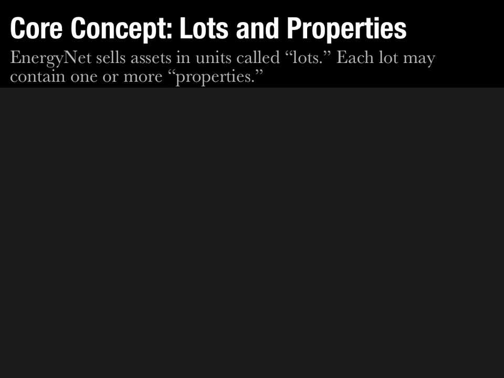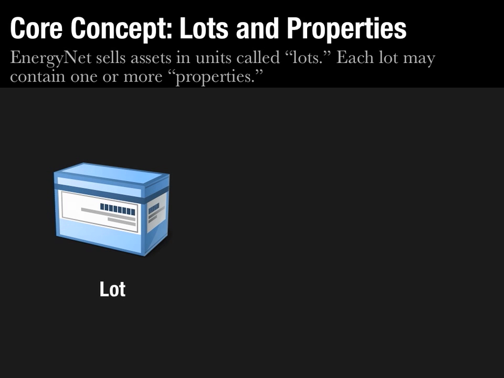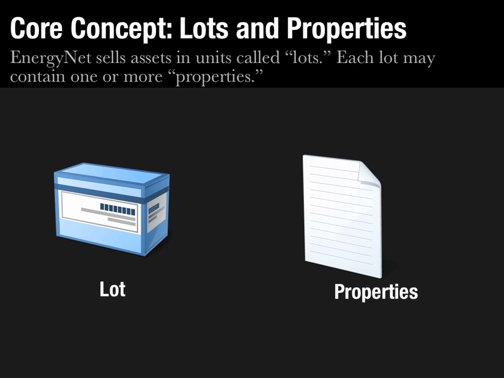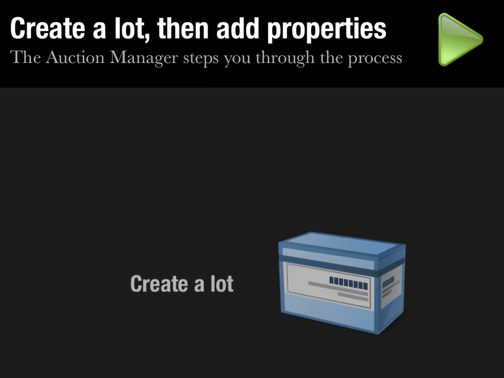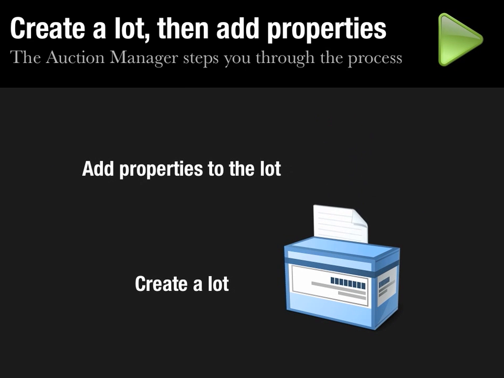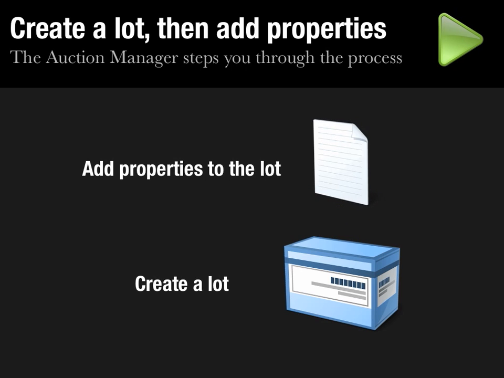There's one basic concept to understand before we begin. EnergyNet sells assets in units called lots. Each lot may contain one or more properties. The EnergyNet Auction Manager steps you through the process of creating a lot, then adding properties to that lot. You'll only need to provide the most basic information about your lot and properties.